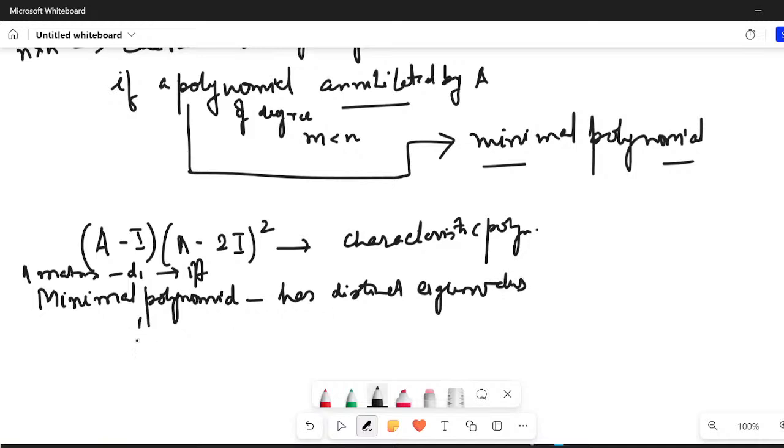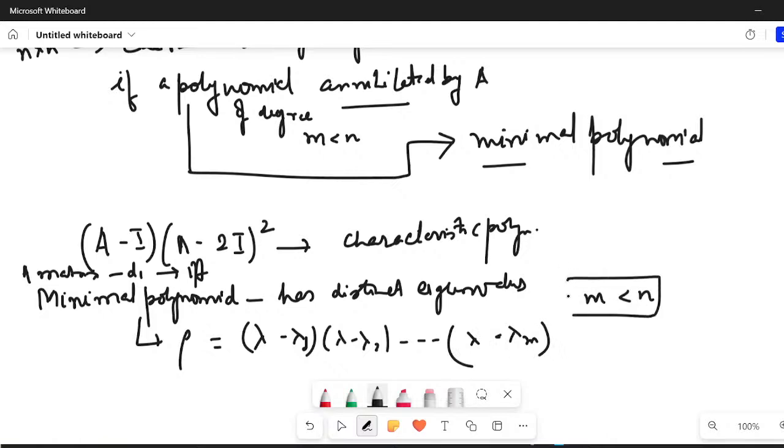or you can say that your minimal polynomial can be represented as (lambda minus lambda 1)(lambda minus lambda 2) and so on up to (lambda minus lambda m), let's say, if your minimal polynomial is of degree m. If this is what you can do, then I would say that it is an if and only if condition. That is, if I find a minimal polynomial which does not have distinct eigenvalues, then what will happen? Then it will so happen that the matrix is not diagonalizable.